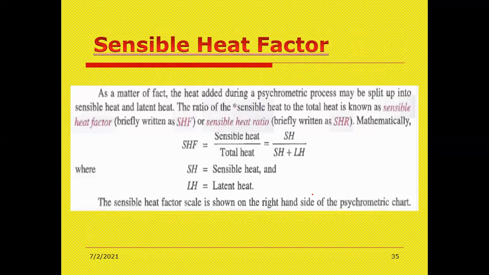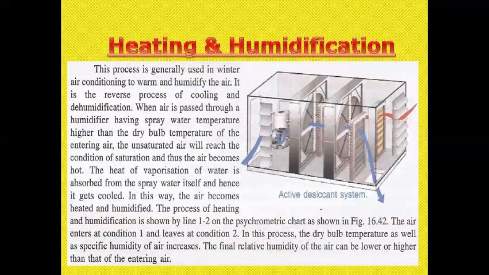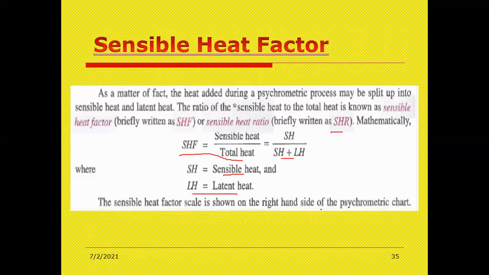The ratio of sensible heat to the total heat is known as sensible heat factor, written as SHF, or sensible heat ratio, SHR. Therefore, mathematically, SHF is equal to sensible heat divided by total heat, that is equal to SH divided by SH plus LH, where SH is the sensible heat and LH is the latent heat. The sensible heat factor scale is shown on the right hand side of the psychrometric chart. So that is sensible heat factor.